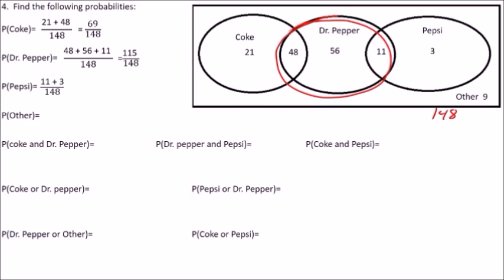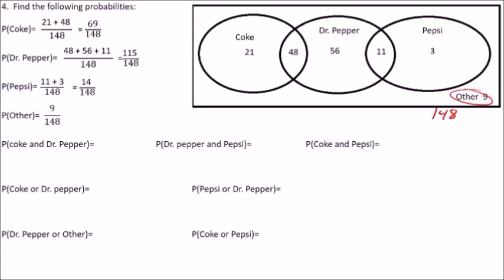For Pepsi, again, we're looking at all of this circle here. So that's 11 and 3. 11 plus 3 over 148 will give us the 14 over 148. And finally, the probability of other. The other are the people that don't like Coke, Dr. Pepper, or Pepsi, so that's the people on the outside. And there are a total of 9 over 148. So there's a probability for each one of those little sections.